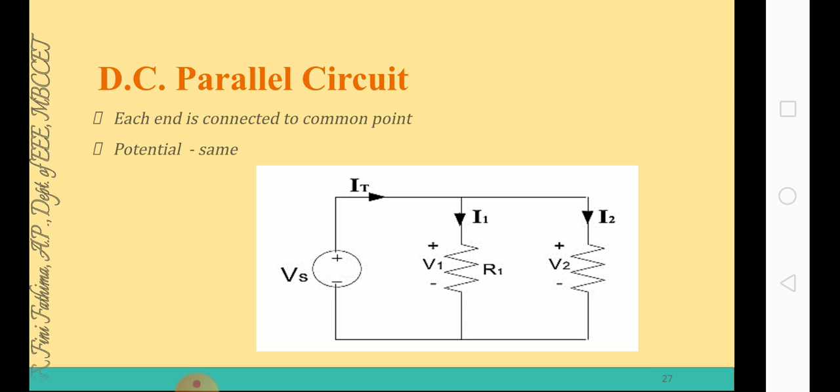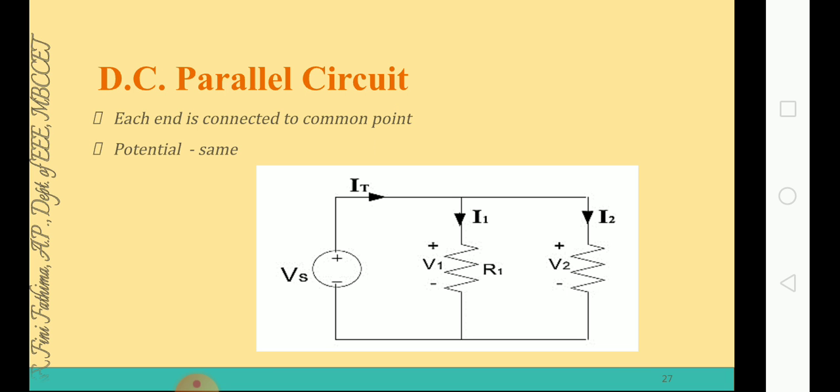Next is a DC parallel circuit. In a DC parallel circuit, as shown in the diagram, each end is connected to a common point. That is, in a parallel circuit, the starting ends will be connected to a common point, while the leaving ends or the finishing ends are connected to some other common point. Then we can say that particular circuit is a parallel circuit.